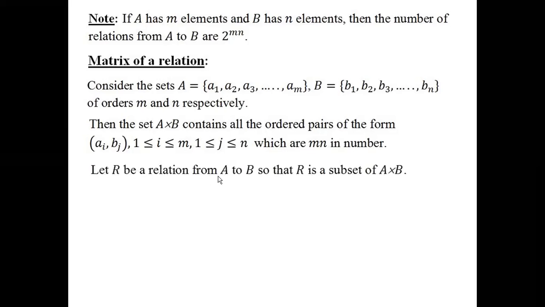Let R be a relation from A to B so that R is a subset of A cross B. Let Mij represent the matrix representation. We give the value as 1 if ai is related to bj. We give the value as 0 if ai is not related to bj. The same thing is represented in another representation, that is (ai, bj) belongs to the relation R and (ai, bj) does not belong to the relation R.